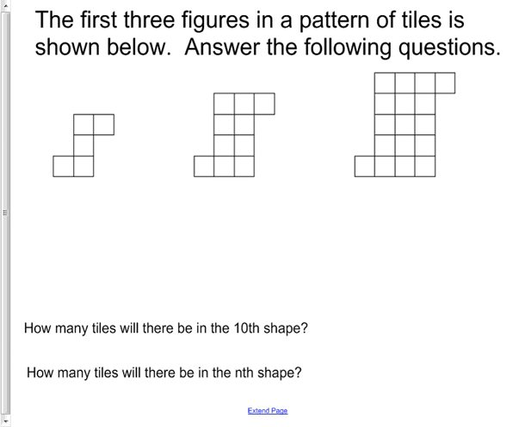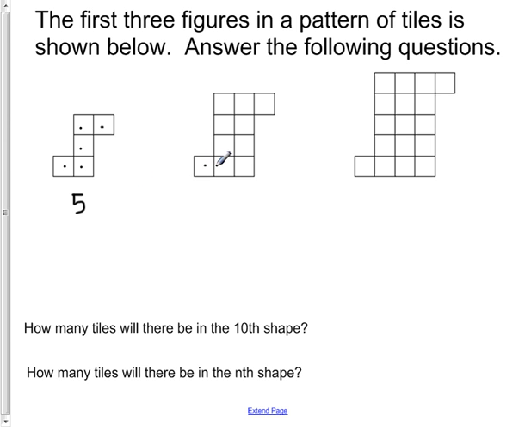Okay, last problem for the day. We've got 3 figures here, and I want to know how many tiles are there going to be in the next figure, and the next figure after that, and then in the 10th and the nth shape. So on this one, there are 1, 2, 3, 4, 5 tiles. So we're going to do it just like the first problem. This one, there are 5 tiles. We're going to write a 5 there.